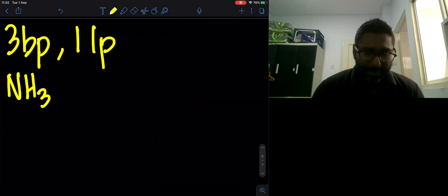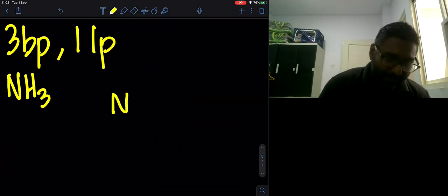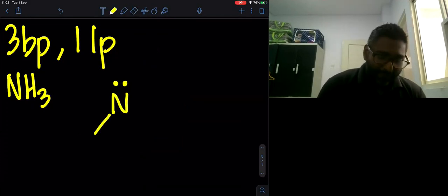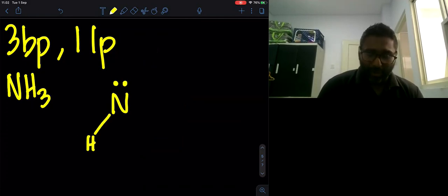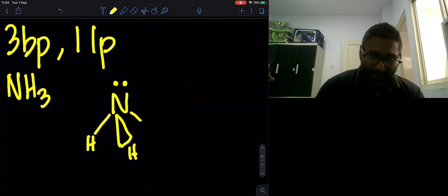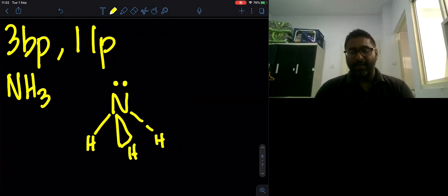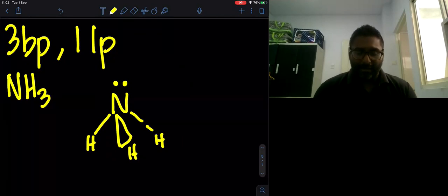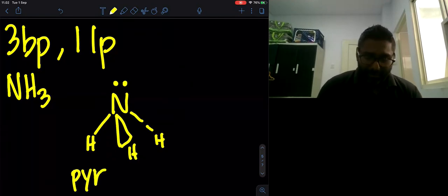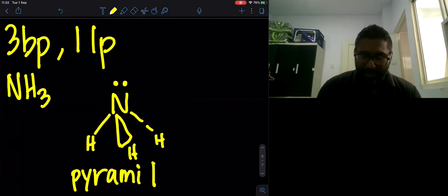So if I want to redraw it again, how do I redraw this? It's supposed to be like this, and then this one will be smaller. This one will be coming out, and this one is going behind. So this tells us that this structure is going to be pyramidal. The shape is going to be pyramidal.